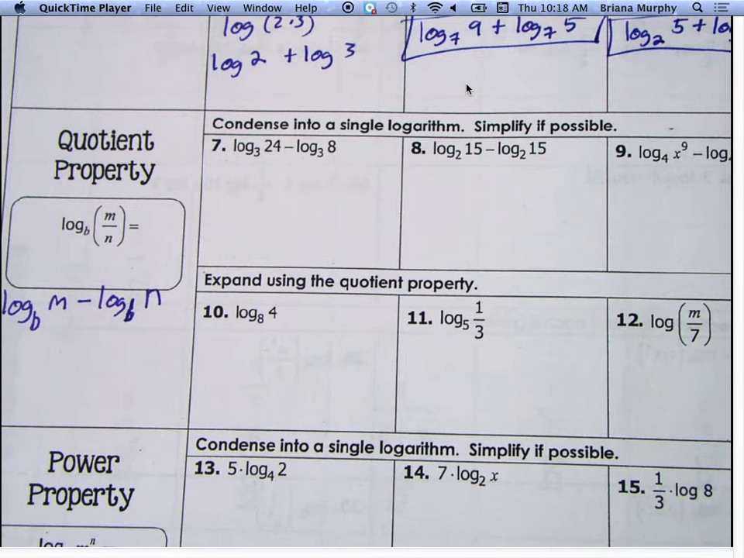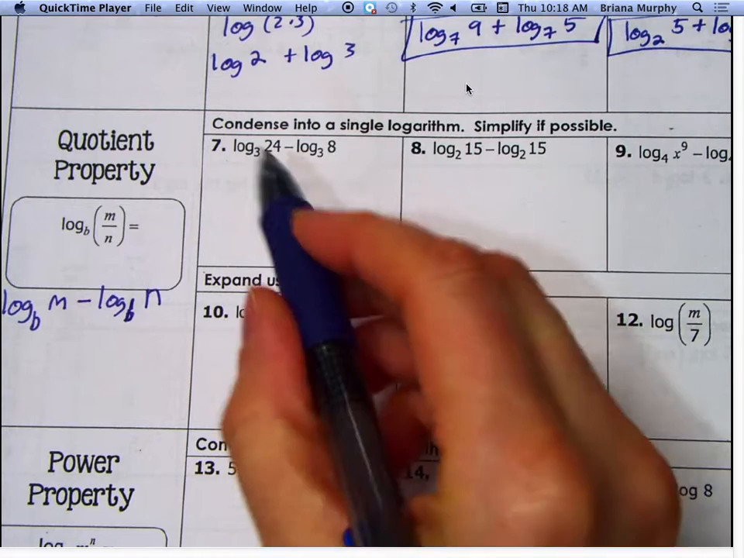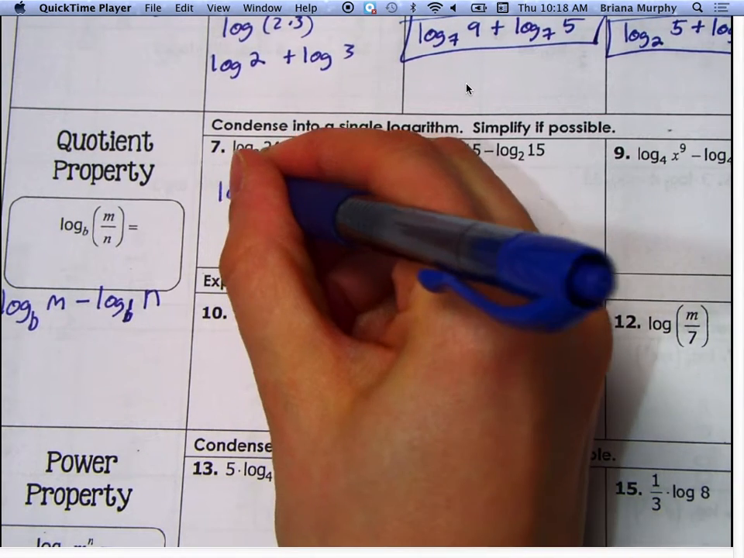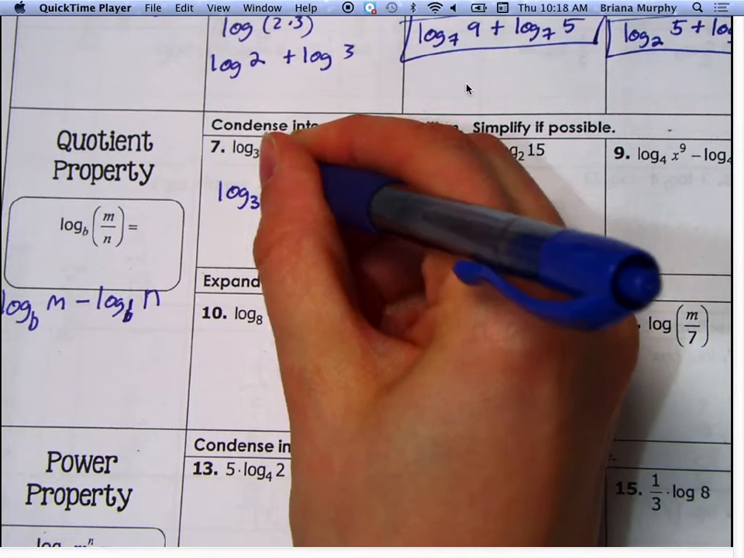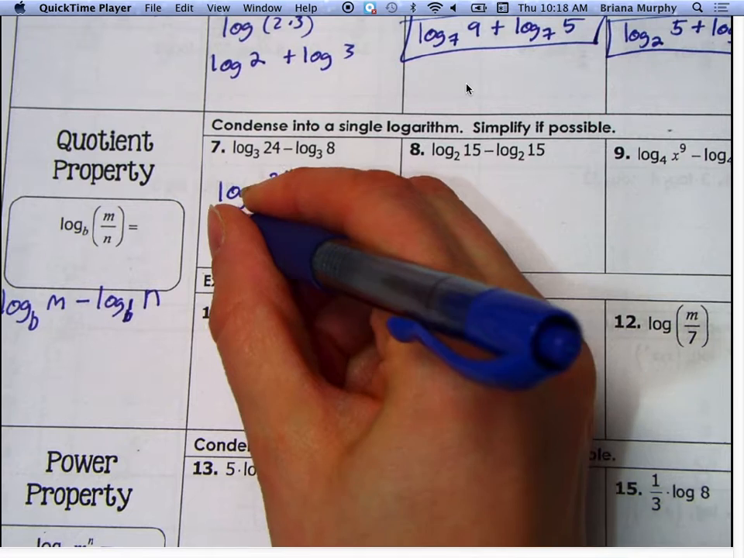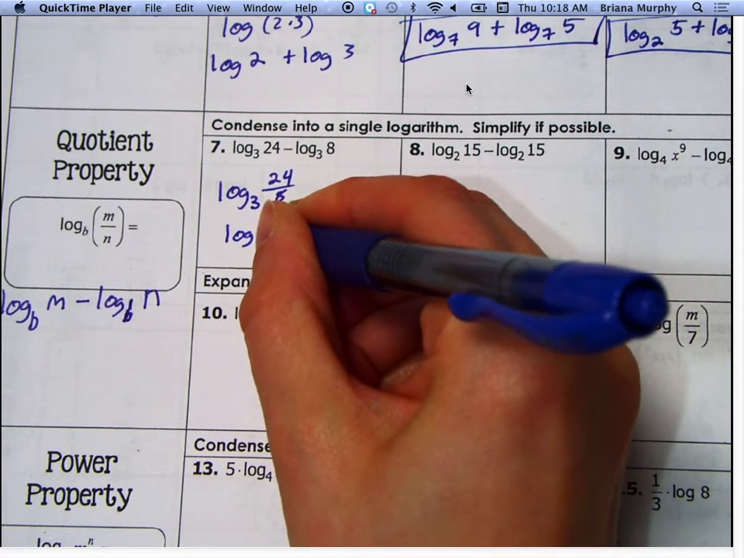You might need to change it both ways, and I'm going to show you when we do a bunch of them. It's like, I need this expanded or I need this condensed, you know, it'll say. So first we're going to condense them. So we've got the subtraction and we want to change it into a quotient. So first I check the bases are the same. So I go log base 3, 24 divided by 8 gives me log base 3 of 3.